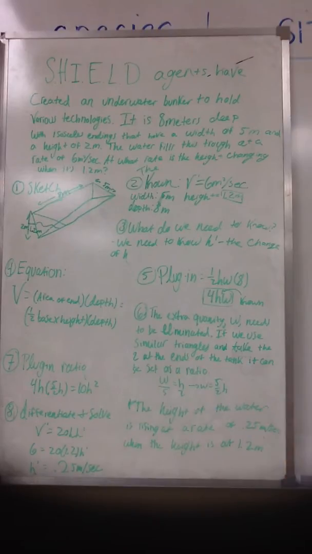Now one of these heights, when we differentiate, is going to be just the differentiated height, so the change. So we're going to find, when we differentiate, it's going to be 20 times h, and then we're going to multiply that by the change of h. So we're going to try to isolate this change of h. So if we plug it in, it's going to be 6 equals 20 times 1.2 times the change of height, which equals 0.25 meters per second.